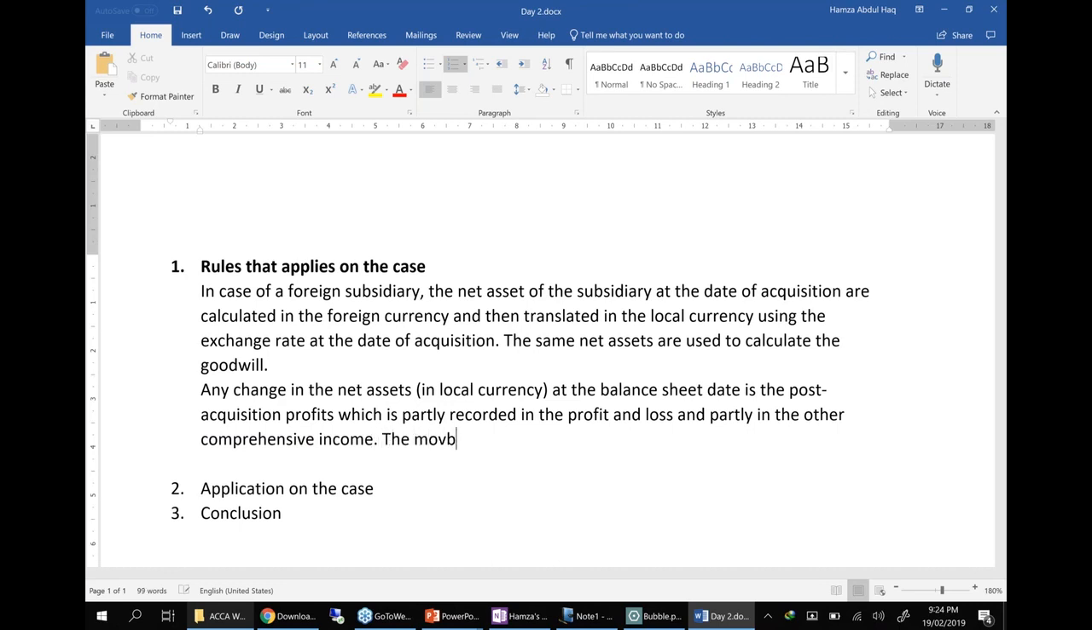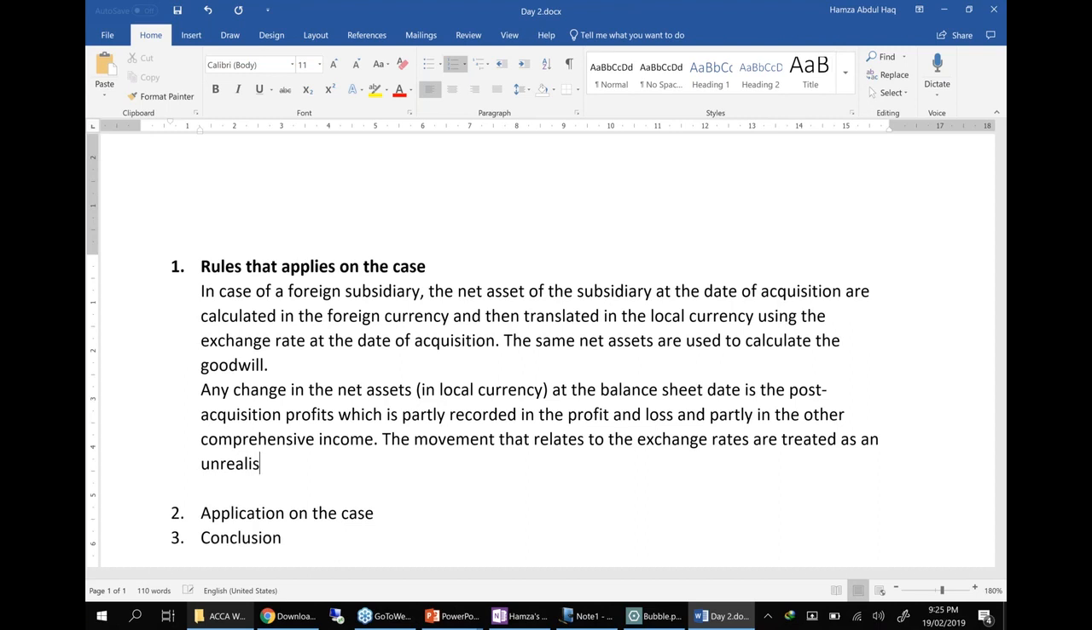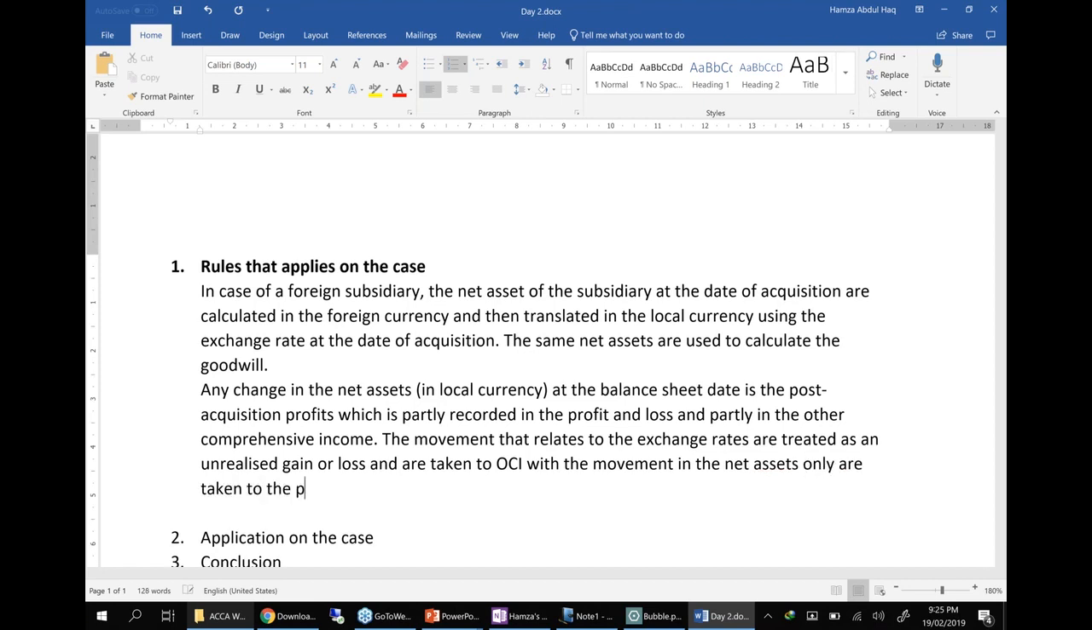The movement that relates to the exchange rates is treated as an unrealized gain or loss and is taken to the OCI, with the movement in the net assets only taken to the profit and loss account.